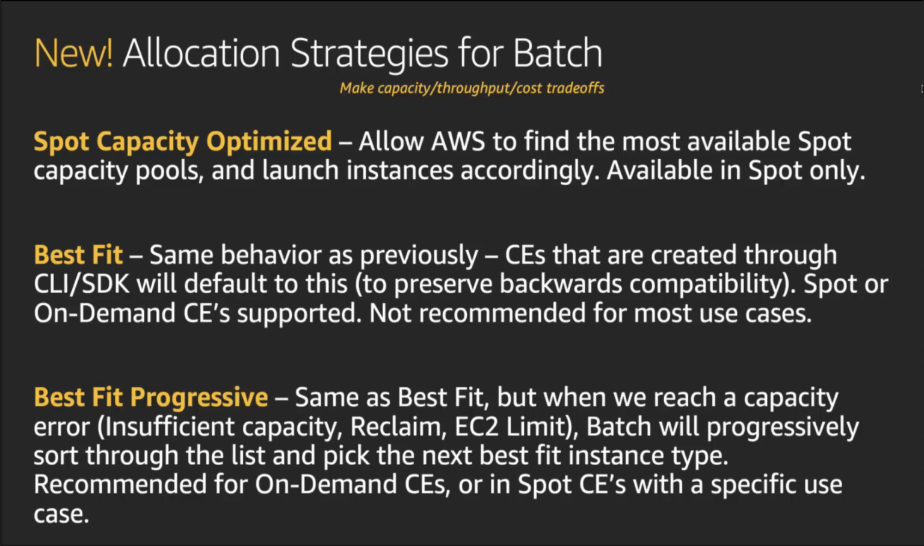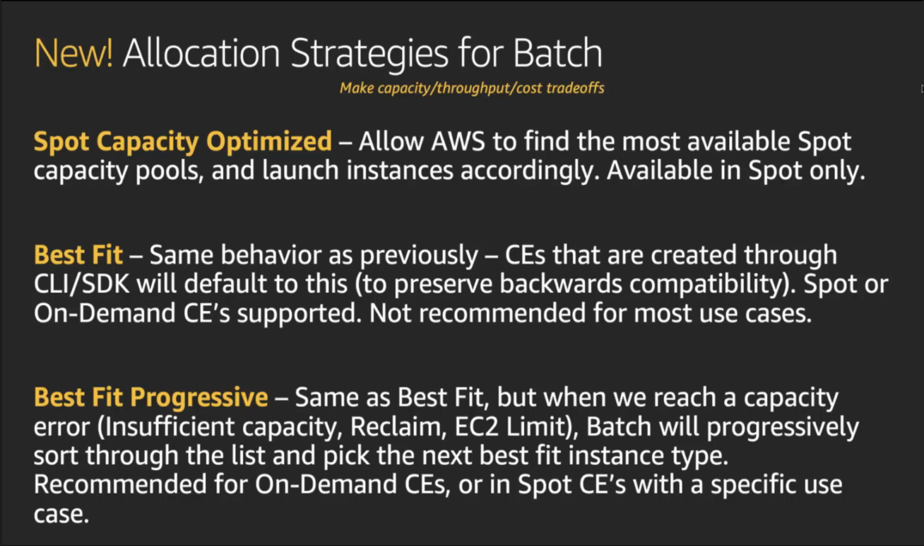So in the case that you are going to use Spot, we highly recommend that you use the new Spot capacity optimized allocation strategy. So this strategy is designed to allow AWS to find the most available Spot capacity pools and then launch instances accordingly. And this Spot capacity optimized allocation strategy is available only for Spot. The best fit allocation strategy is basically the same behavior as before allocation strategies existed. It will allow you to basically preserve backwards compatibility, so I won't focus on this one too much.